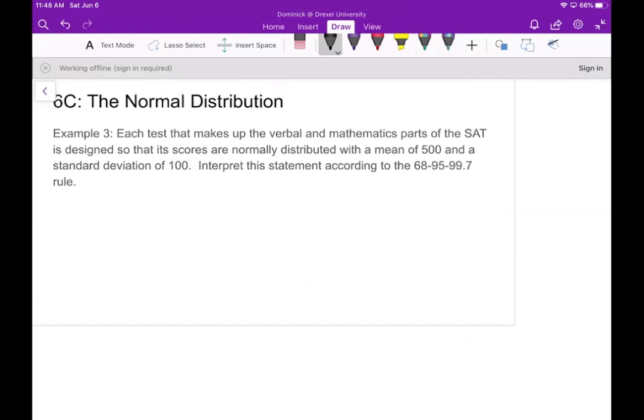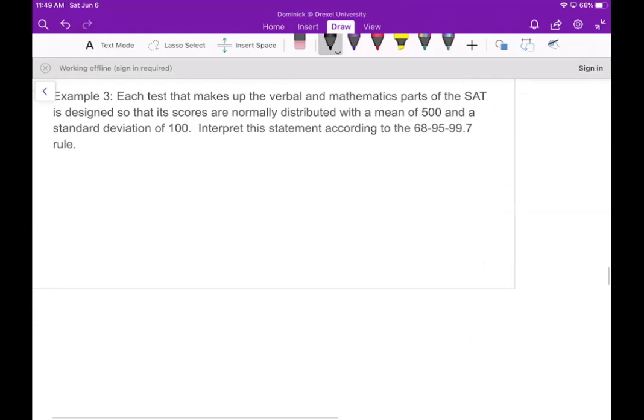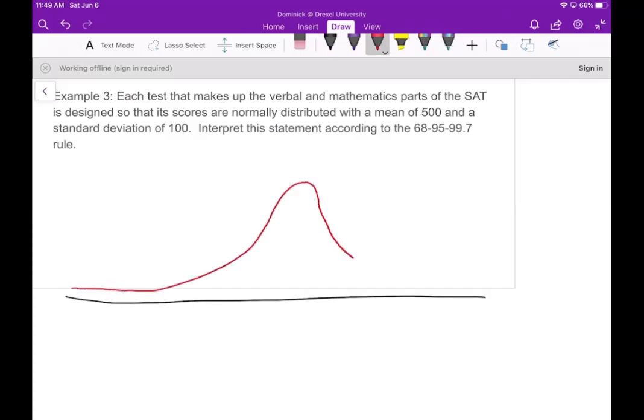Okay, so in this next example, we have that each test that makes up the verbal and mathematics part of the SAT is designed so its scores are normally distributed with a mean of 500 and a standard deviation of 100. Okay, so we'll interpret this statement according to the 68, 95, 99.7 rule. So basically what I will do for this demonstration is show what this looks like. Well, we know that the mean is 500, so that's going to be here.